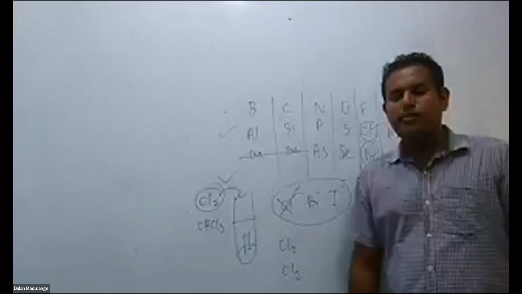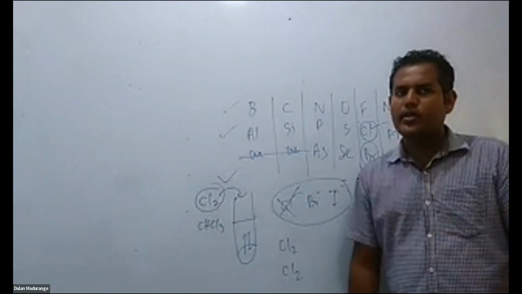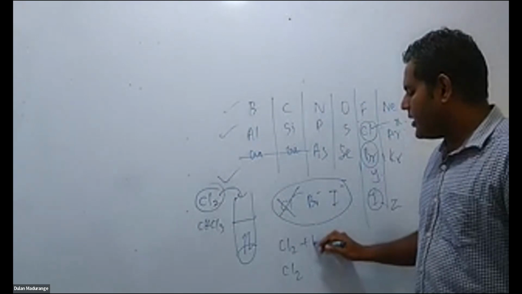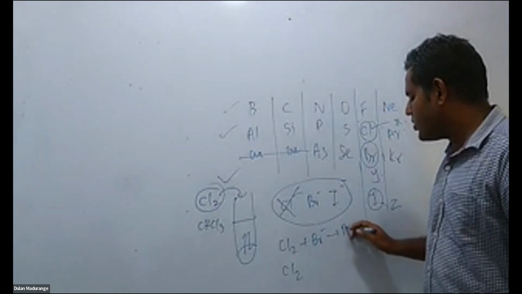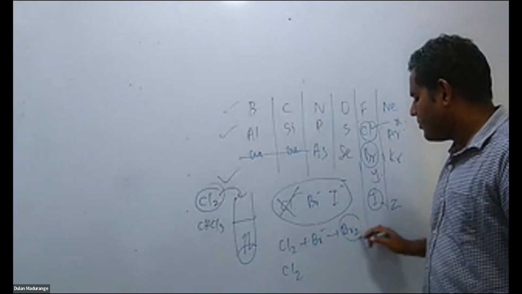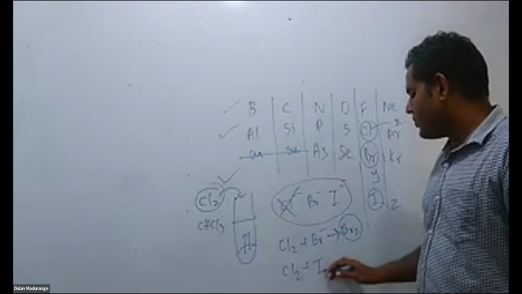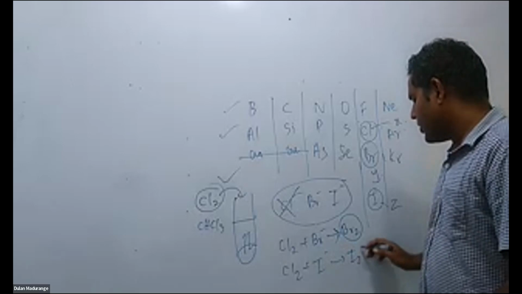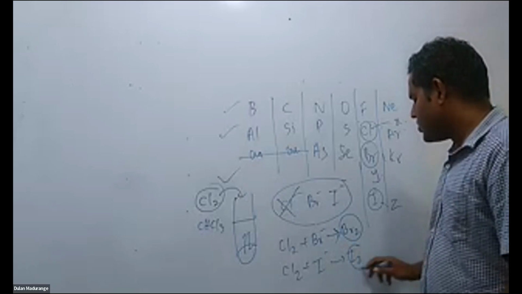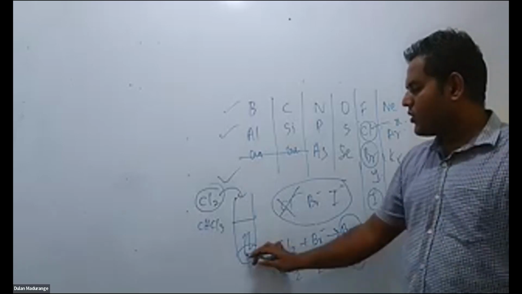In the chloroform bubble test, Cl2 and Cl minus cannot be identified. But when there's Br minus available, Br minus will be oxidized to Br2. I minus will be oxidized to I2. As you get I2, the chloroform layer is getting purple color.